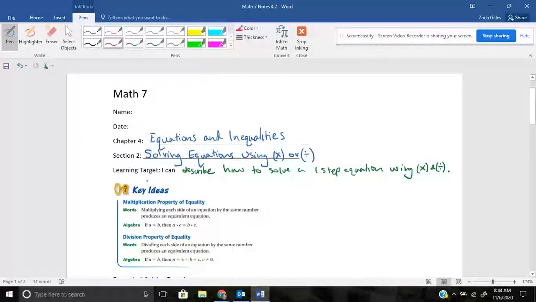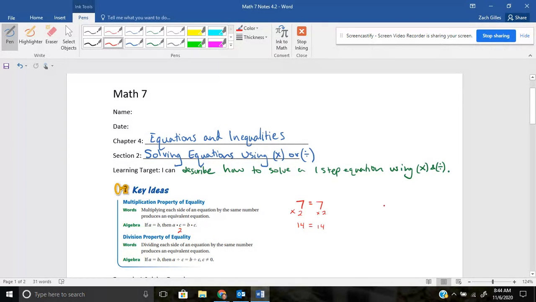All right. Our key idea is very similar to what it was with addition and subtraction. If you think back to that, it says if A equals B. Let's say we have 7 for A, and that equals B, so 7 equals 7. It says if you multiply each side of an equation by the same number, it produces an equivalent one. So if I multiply A and B here by C, let's say C is 2, I multiply A by 2 and I multiply B by 2, I should get the same thing. And yep, 14 equals 14.